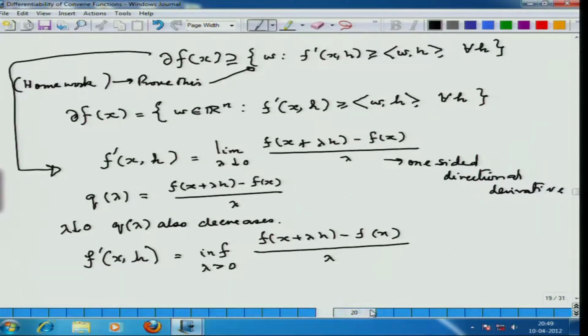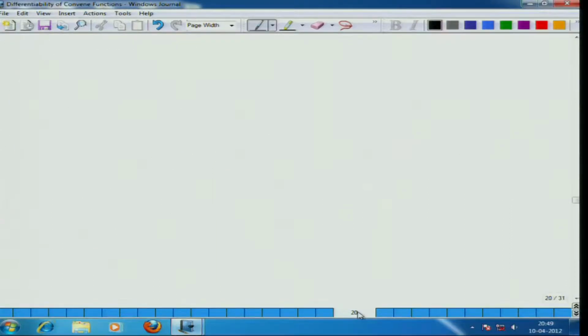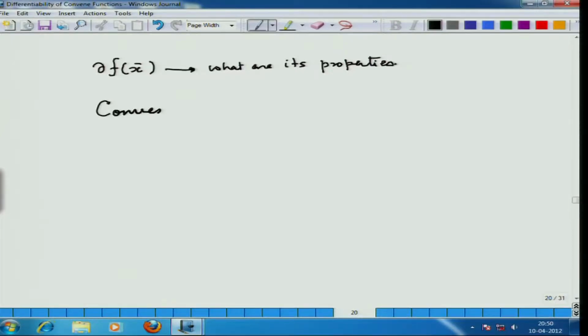And so, now let us go back to have a fresh look again at the subdifferential. If I have the subdifferential of a convex function from R^n to R at a point x̄, what are its properties? First property is that it is convex. This is homework. So, ∂f(x̄) is a convex set.